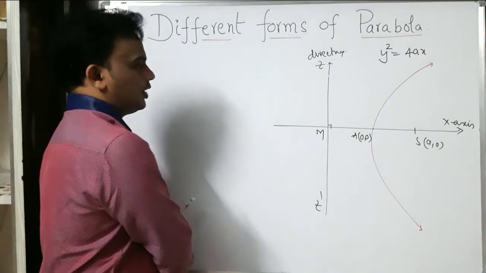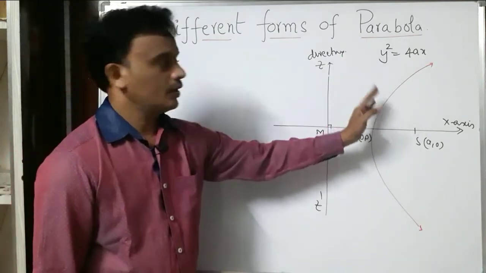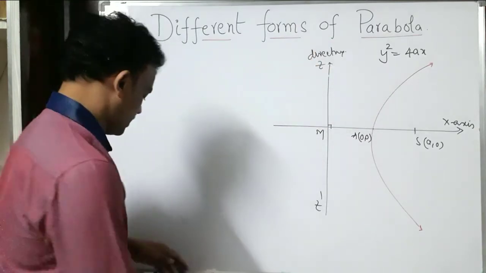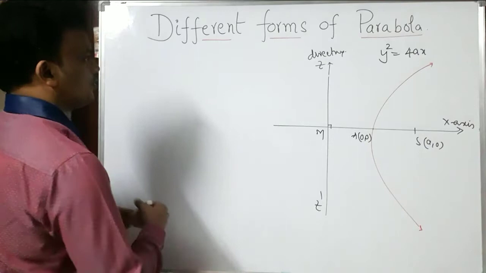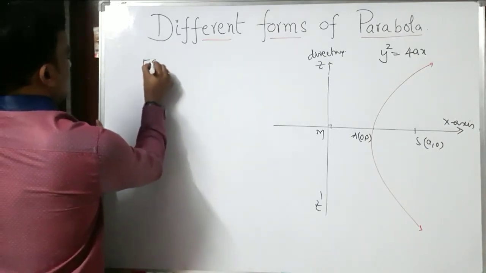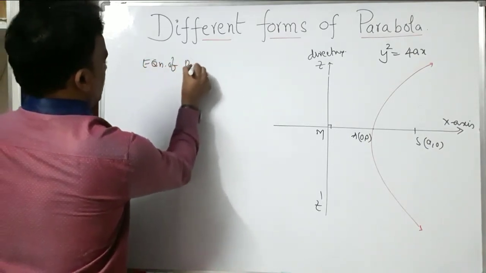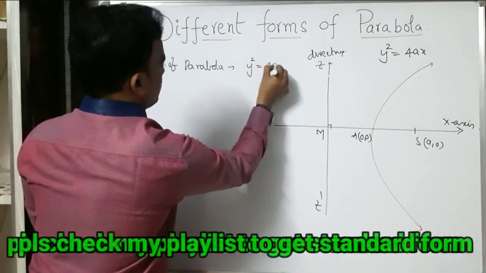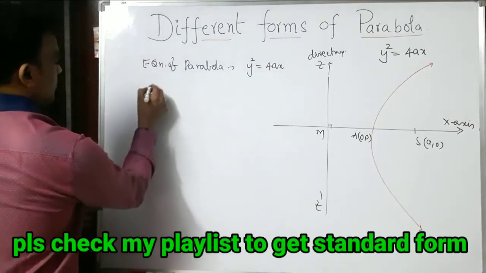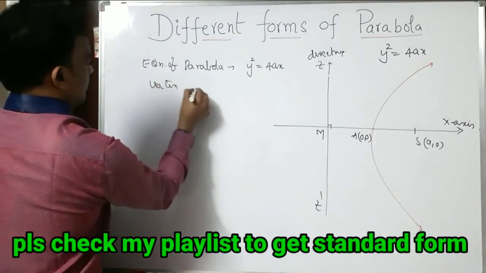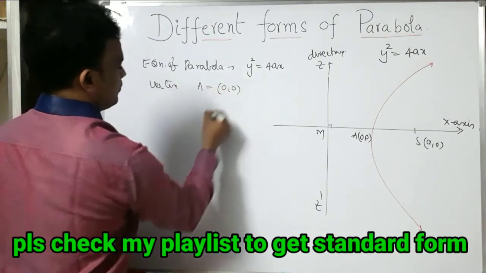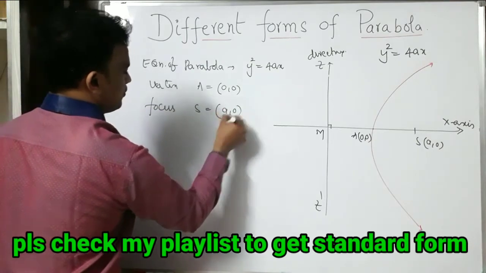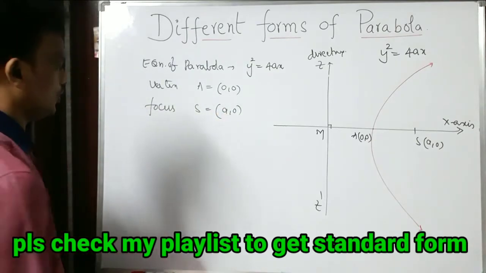So from the standard form, what are the terms I am going to discuss? What is the equation of the parabola which is in standard form? y square is equals to 4ax. Here I am clearly writing all the terms from this. The equation of the parabola is y square equals to 4ax. From this, what is the vertex? Vertex A is 0, 0. What is the focus? Focus S is a, 0.